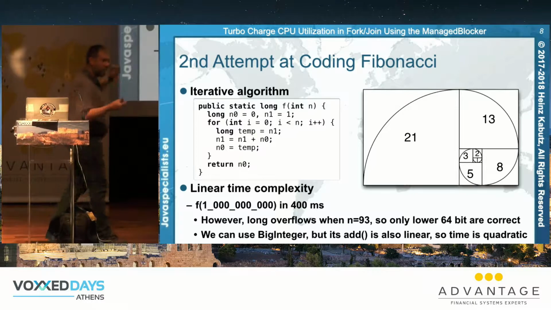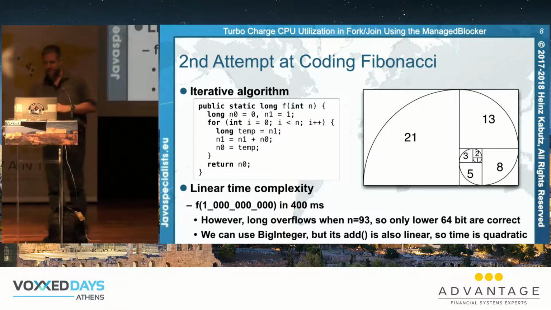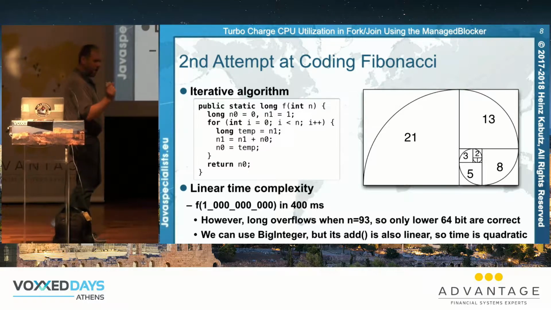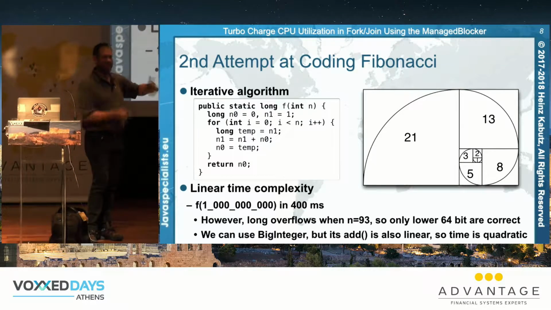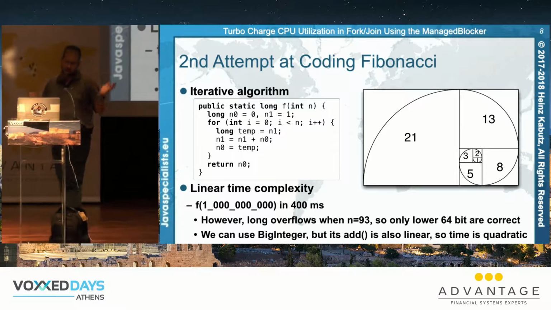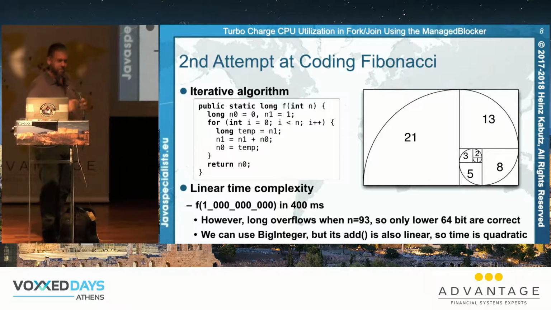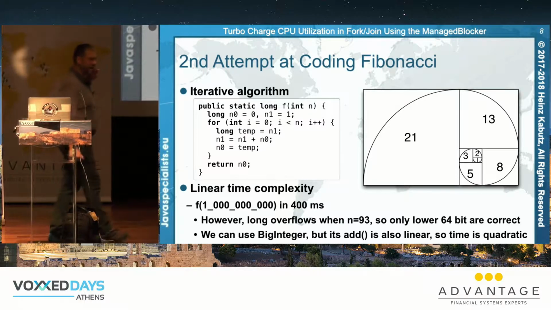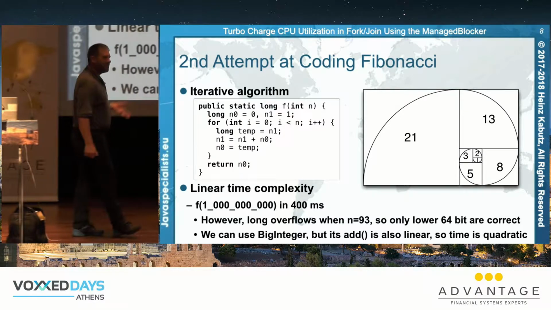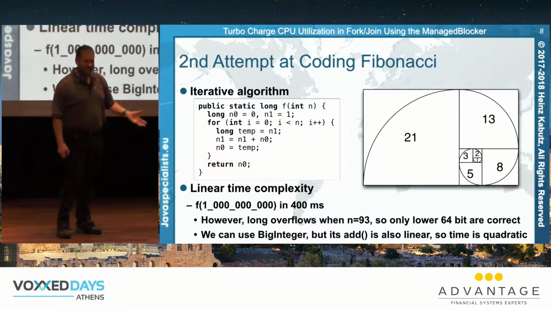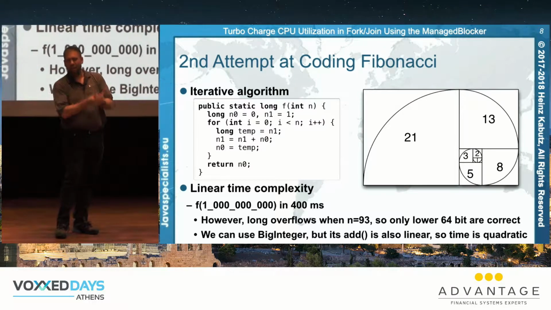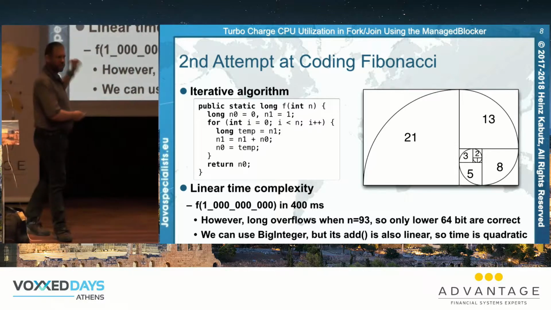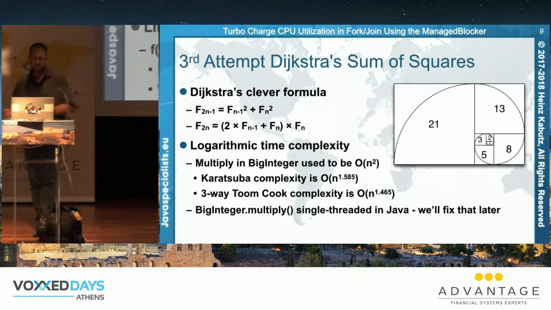the number overflows round about Fibonacci 93. So the lower 64 bits of the number are correct, but not the rest, so it doesn't really help us. But you can get Fibonacci 1 billion on my laptop in about 400 milliseconds, so that's quite fast. But the moment that you make it with BigInteger, the add function of BigInteger is also linear. So you've got a linear multiplied by a linear, and you end up with quadratic, and you can't work out such big numbers with this mechanism.